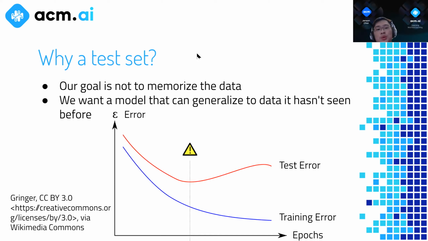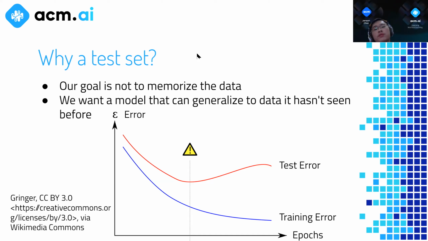Okay, so why do we actually need a test set? In our MNIST dataset example, we could have used all 70,000 samples to train our network, but instead we're reserving 10,000 as a test set to evaluate our network on.